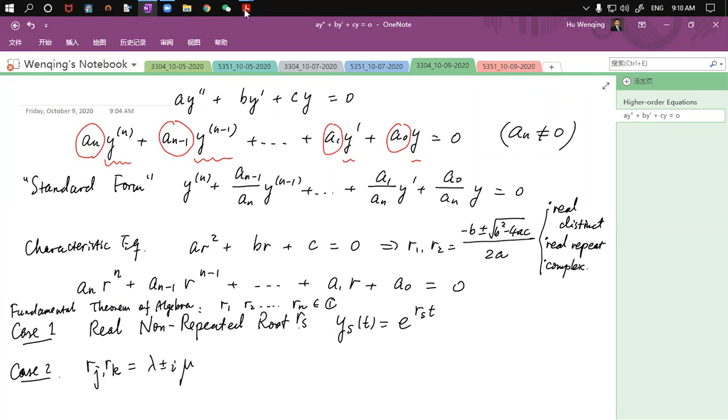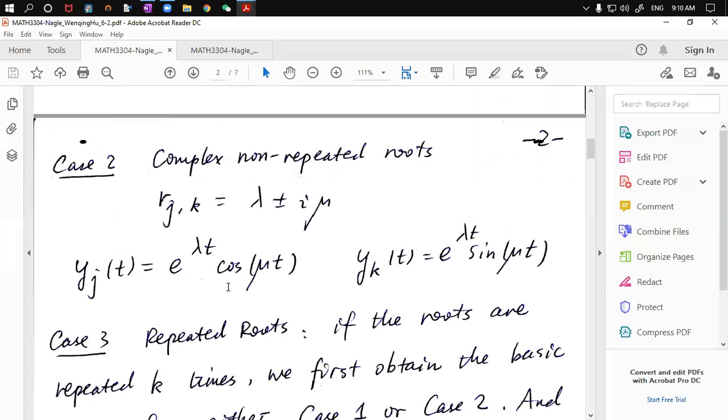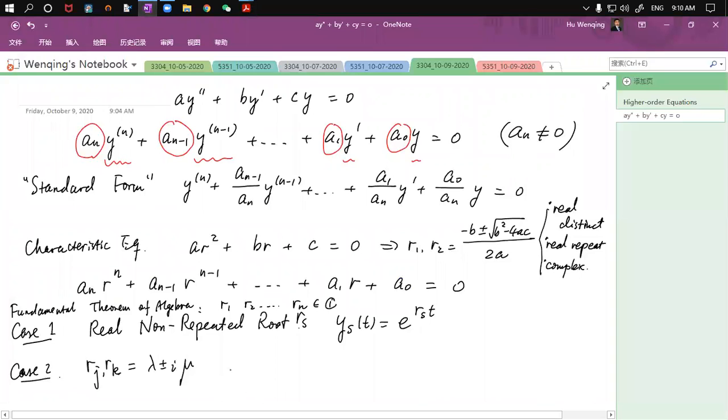Now, if that is the case, the solutions are constructed as we said: the real part enters the exponential and the imaginary part enters sine and cosine. So you create two different solutions: yj of t equals e to the power of lambda t times cosine of mu t, and yk of t equals e to the power of lambda t times sine of mu t. That's your complex conjugate case.